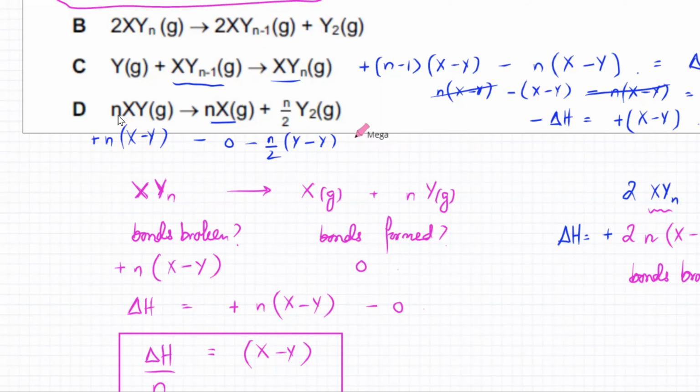So your delta H would be equal to bonds broken minus bonds formed. You're breaking XY bonds, but they're n molecules, so you're breaking n number of XY bonds. Bonds formed, that's 0. It's just an atom. Over here, you have a Y2 molecule, so you're forming a YY bond, and there are n/2 of them. So that will give you this expression. Is this question clear? Clear? Yes.